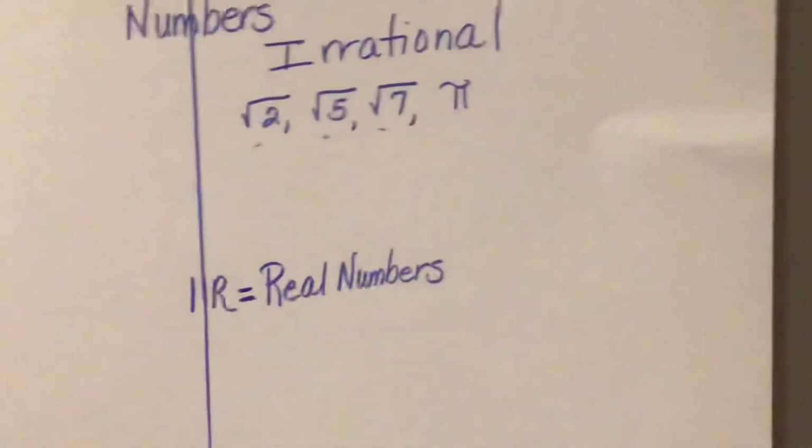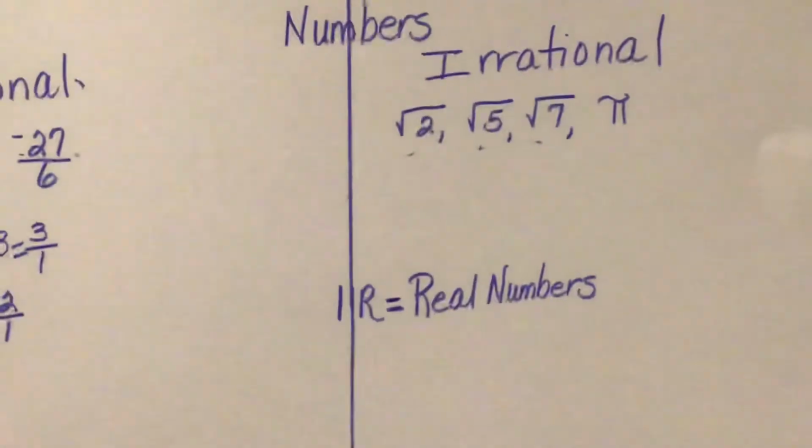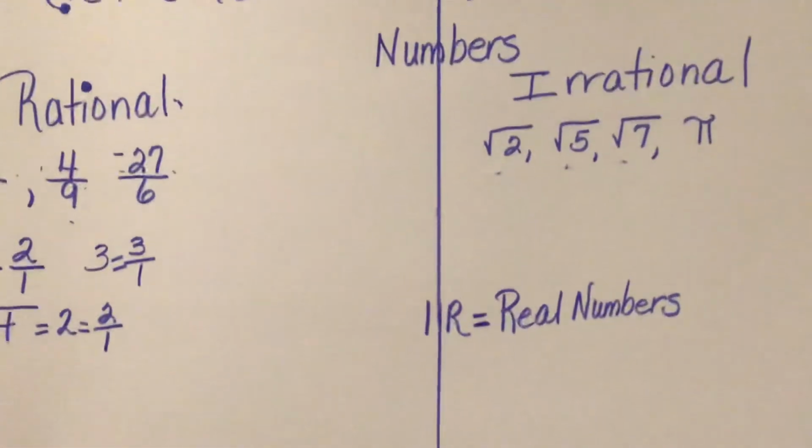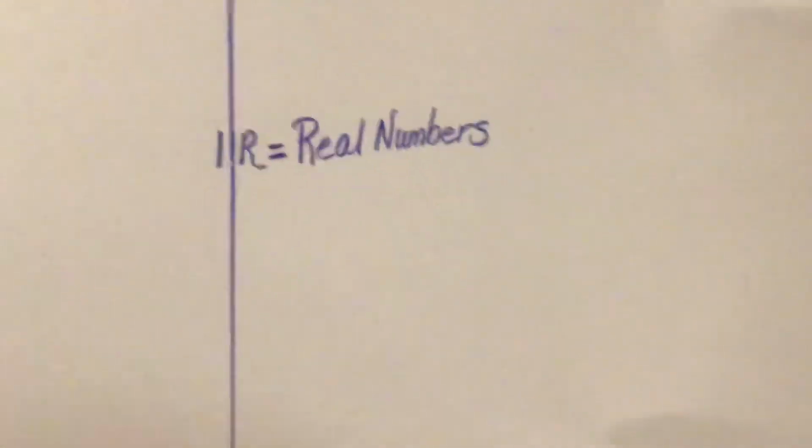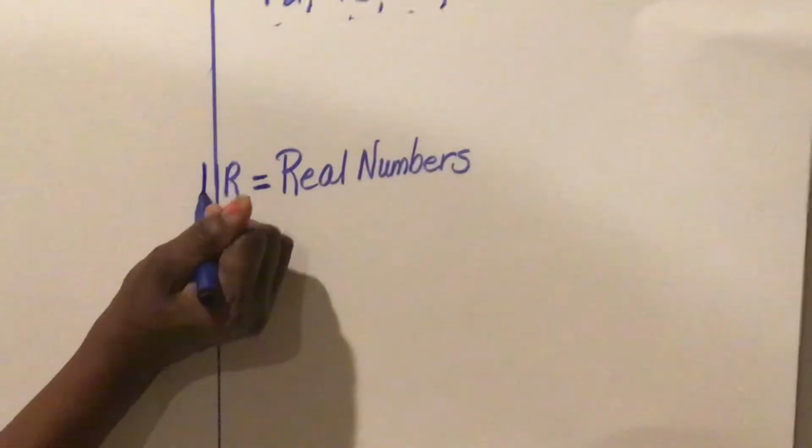If you take all of the rational numbers and add them to all of the irrational numbers, then you get what we call the real number system. And I wrote this right here.